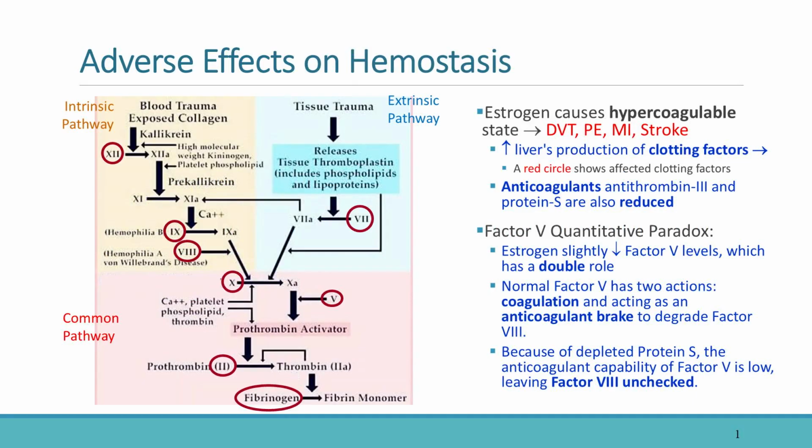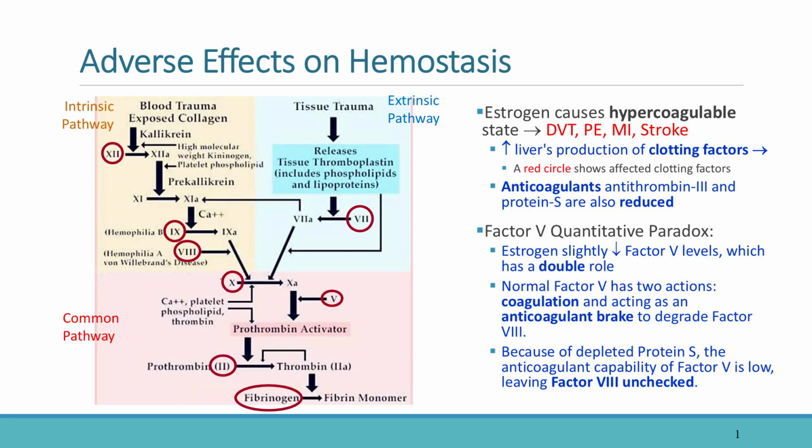Estrogens increase hepatic synthesis of clotting factors and produce a hypercoagulable state. This increases risk of deep vein thrombosis, pulmonary embolism, myocardial infarction, and stroke. Notice the coagulation cascade shown in the diagram. Estrogens increase several clotting factors while reducing natural anticoagulants such as antithrombin 3 and protein S.